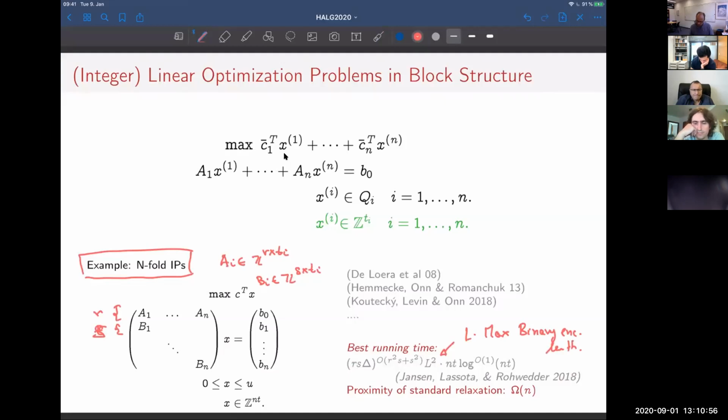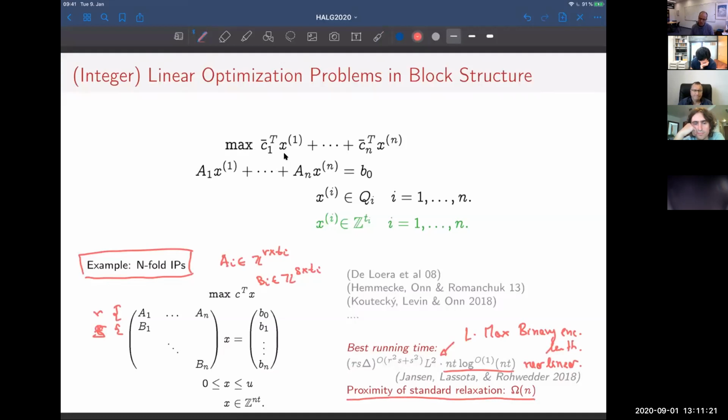And then we have something which is near linear. Okay, the rest here is near linear. What I should mention is that it's kind of easy to see that the proximity of the standard relaxation has a lower bound of omega of n. This is for these n-fold IPs.